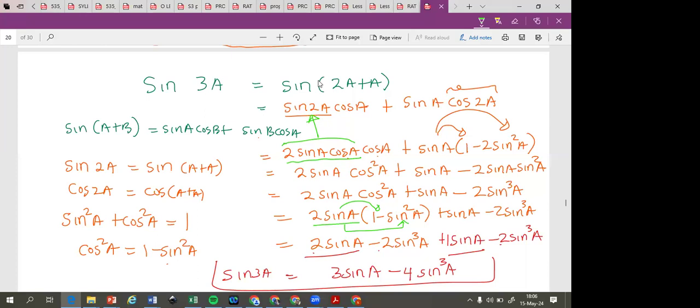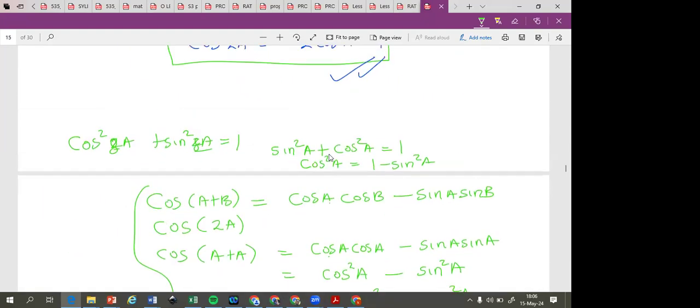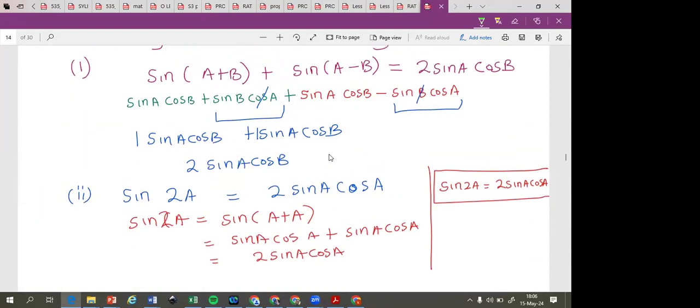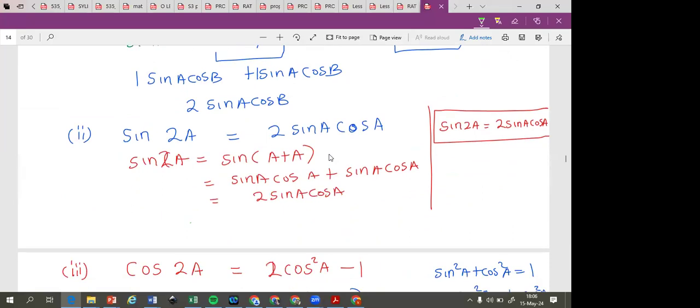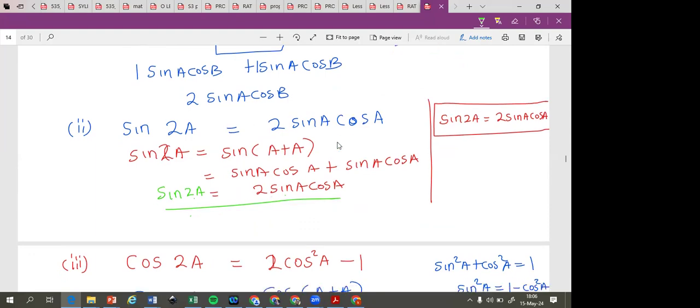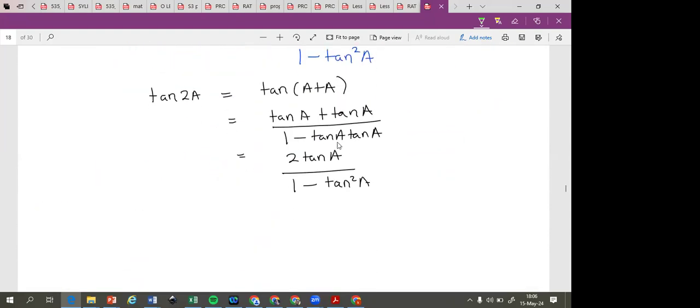Now, the whole of sine 2A, it is the same as 2 sine A cos A. Chiberu, when we go back, there is an identity we proved here. Do you remember this? So where there is sine 2A, it is the same as 2 sine A cos A. So that's why we substitute it.